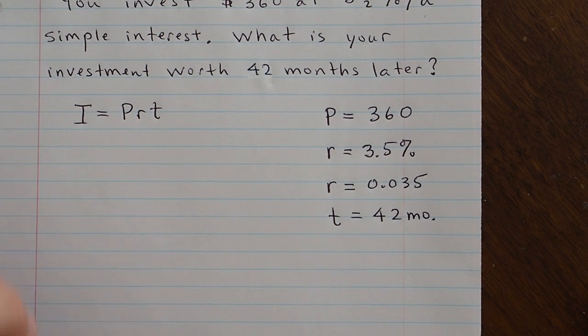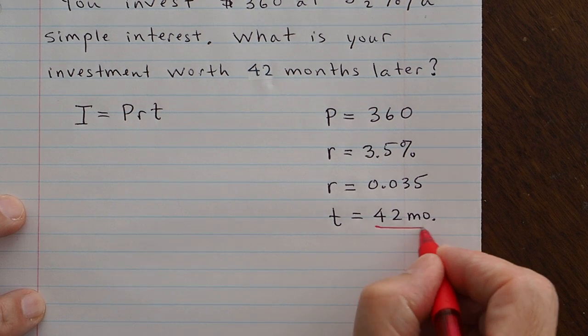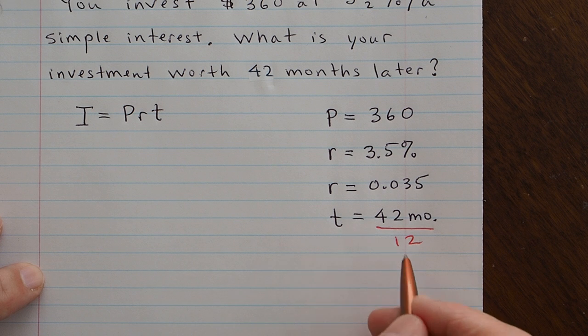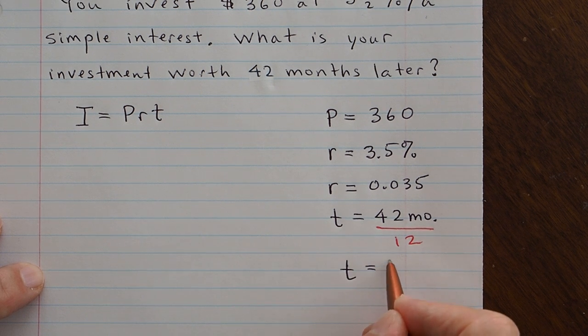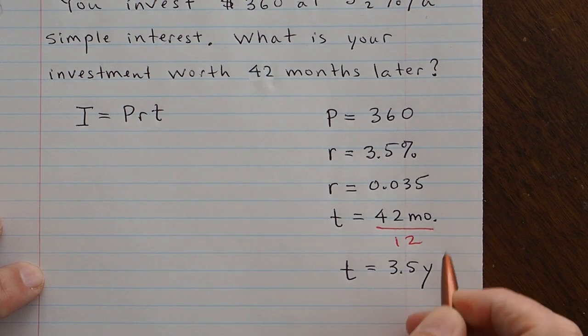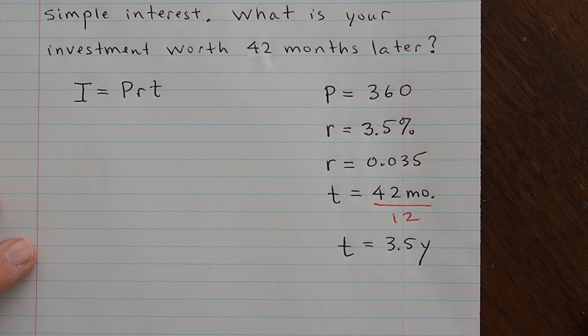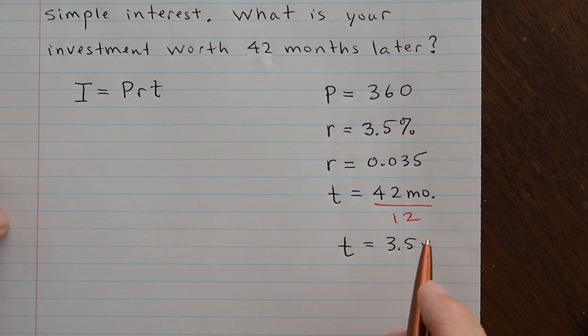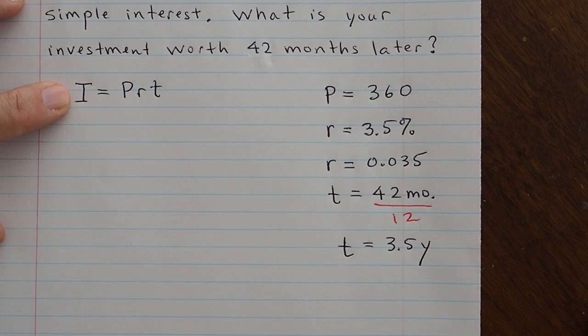12 months in a year. I think I'll just divide this into groups of 12. How many years would there be? 12 months in a year. 12 into 42 gives a time of 3.5 years, right? 3.5 groups of 12 months. One group of 12 months is a year. So I have my values, and I'm going to substitute them in this formula.